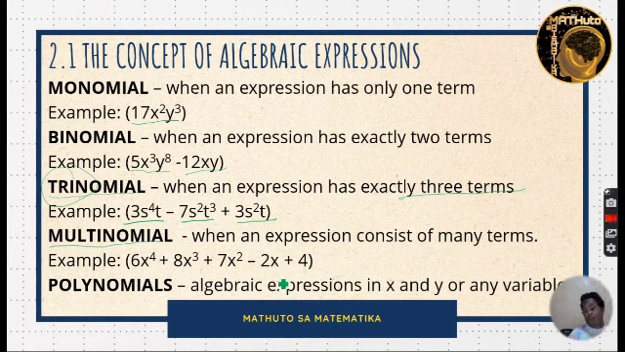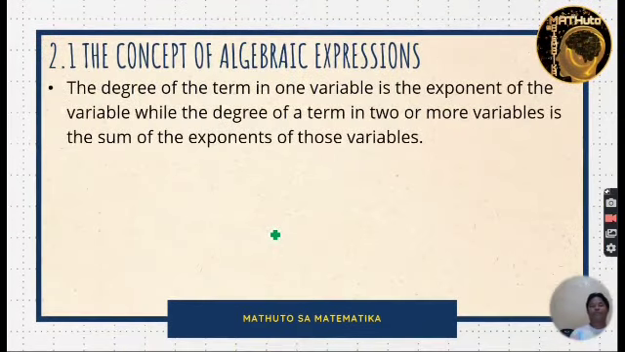So if we have 4 terms or more, so we have 6x to the 4th, 8x cubed, 7x squared, 2x, and 4. So in this example po, 4 is a constant since wala pong kasamang variable. And this algebraic expression, this monomial, binomial, trinomial, multinomial, is under polynomials po. Algebraic expression in x and y or any variable. So these are types of polynomials.